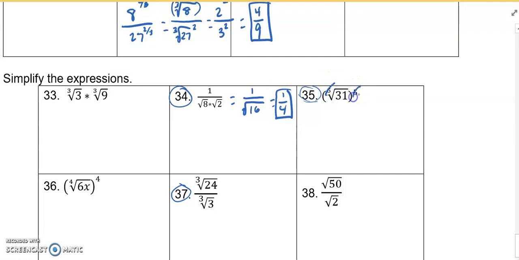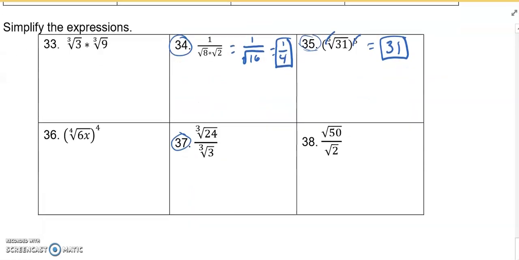For number 35, the index number is the same as the exponent. Those will offset, and you're just left with what was under the root. Lastly, since these both have the same root, the third root, I'll do 24 over 3, which is 8 inside there, right? So the cubed root of 8, which just gives me 2.